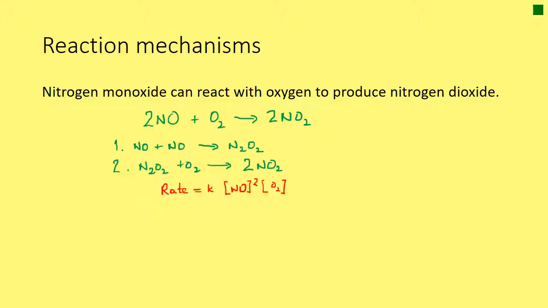steps. However, in step 1, you can see that 2 nitrogen monoxide molecules are involved to make the dinitrogen dioxide. So what that means is that step 2 is the rate determining step, because in step 2 there's an intermediate molecule, the dinitrogen dioxide, that's derived from the 2 molecules of nitrogen monoxide in the rate equation. So step 2 is the rate determining step.